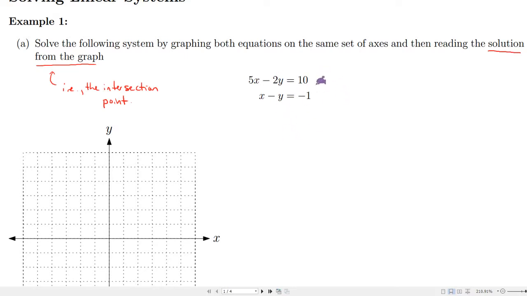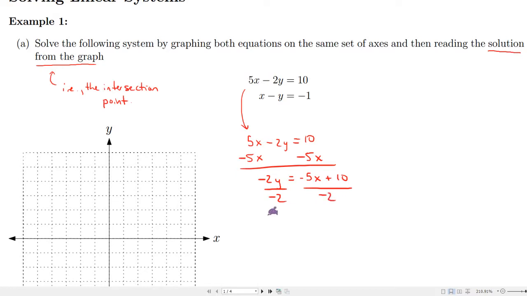So in this one, we're going to have to put it into the y equals mx plus b form. So here we will subtract the 5x from both sides. And we have negative 2y is equal to negative 5x plus 10. And divide both sides by negative 2. And we have y is equal to 5 over 2 x minus 5. So this is your m, and negative 5 is our b.